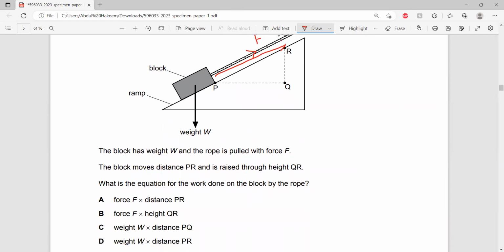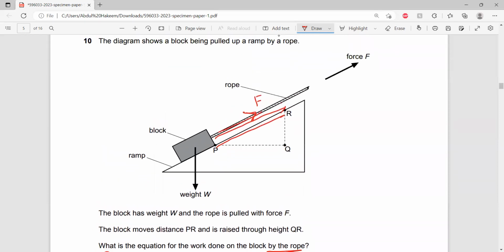So definitely work is force multiplied by distance covered in the direction of force. So the rope is exerting force in this direction. So we will multiply this distance PR. So force multiplied by distance PR is the answer. Not QR, not weight, not this weight. Okay, because the force exerted along the rope is multiplied by the distance covered along the rope, which is PR.